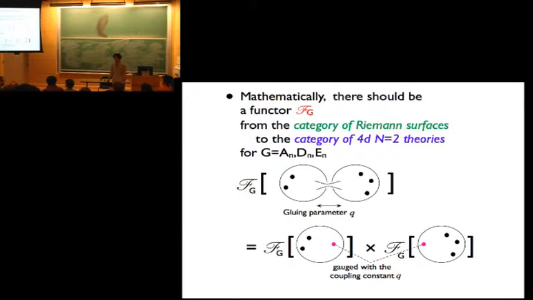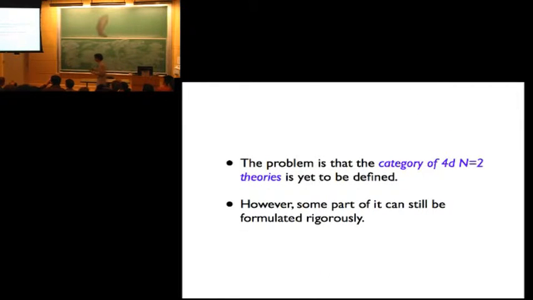That's exactly the question you need to answer. So I'm going to slowly make things precise. At this stage, the problem is, I in fact prepared this slide. The problem is, in order to make this statement precise, I first need to define the object, which is the 4D N equals 2 theory, and I need to define what I mean by the morphisms, etc., etc.